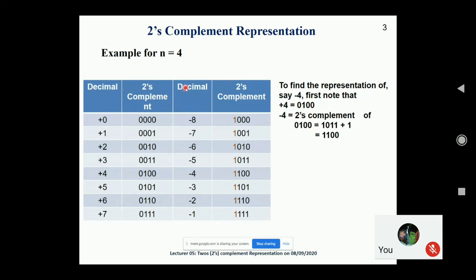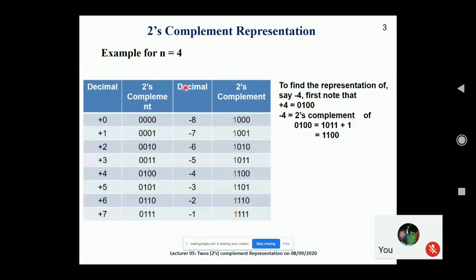Are you getting my point? Sir, can you repeat it again? Okay. The same table we used in the ones complement form for n equal to 4. You can check that particular table.